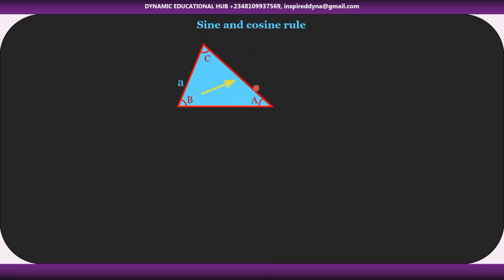This side is opposite to this angle B, so we label it small letter b. And this side is opposite to this angle C, so we are going to label this side c. Now this side here to here is c.